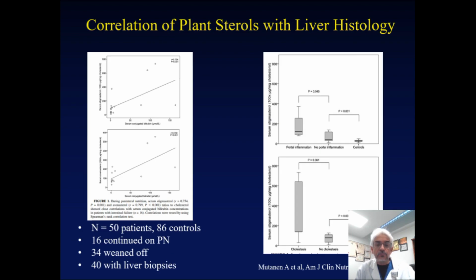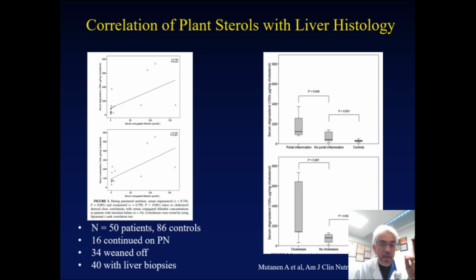This was a recent elegant study from Mikko Pakarinen's group in Finland. This group has done a lot of work in this area, and they reported on 50 patients on PN, 16 of whom continued on PN while 34 had been weaned off, compared to 86 healthy controls undergoing unrelated pediatric surgery. They had liver biopsies on 40 patients.